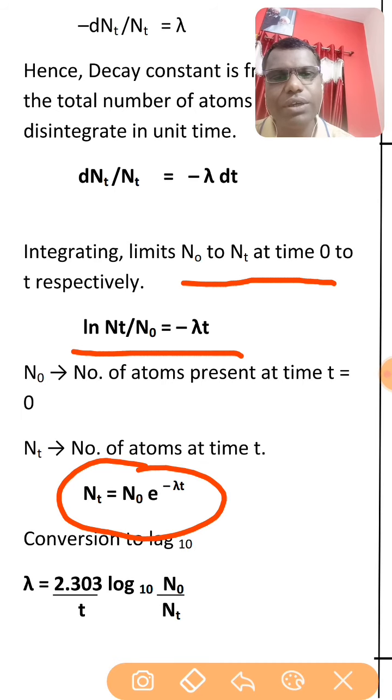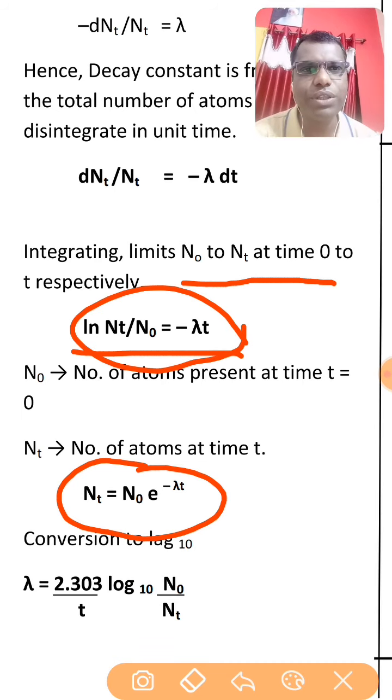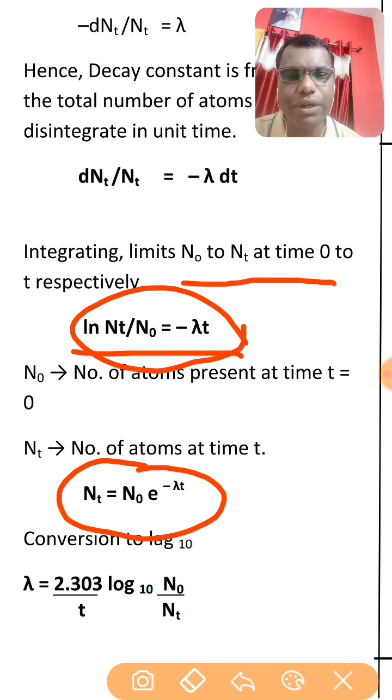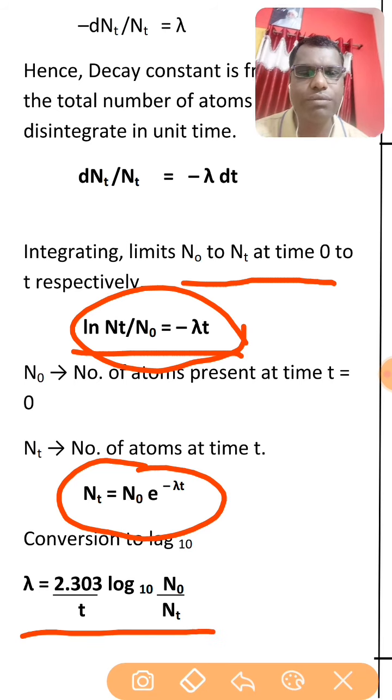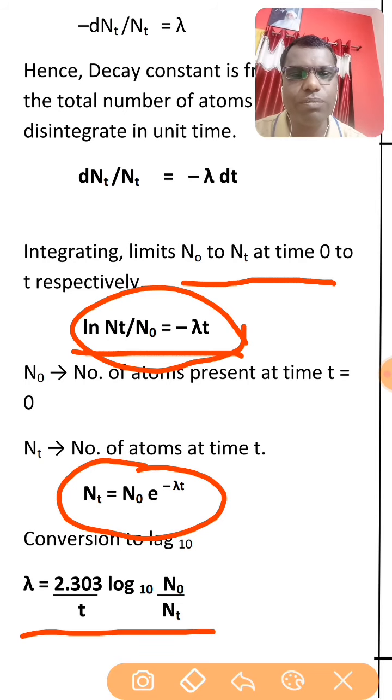Here, if this natural log is converted into log to the base 10 by multiplying by 2.303, then we get the final equation that we had derived in the previous lecture: lambda is equal to 2.303 upon t log to the base 10 of N0 upon Nt. From this equation, we are able to calculate the decay constant of radioactive disintegration of any radio element.